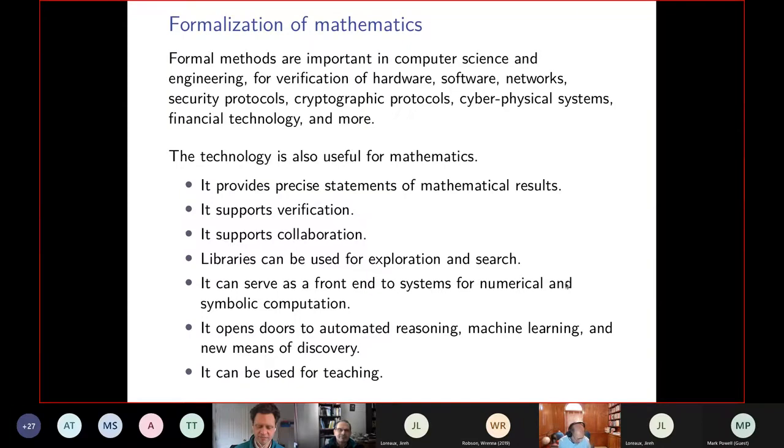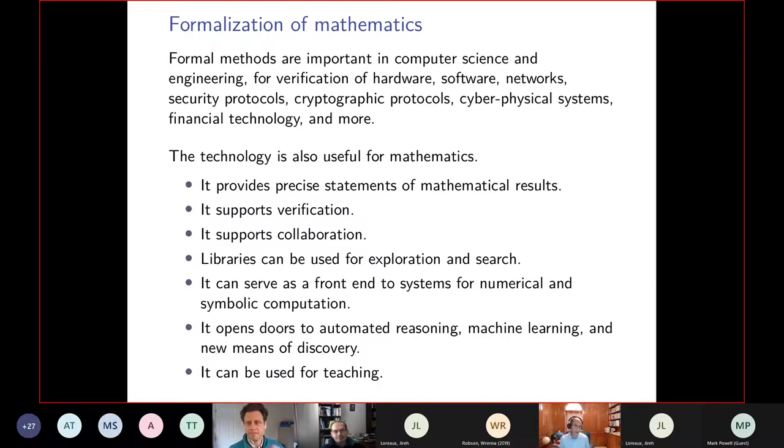Yeah, so formal methods and proof assistants like this are playing an important role in computer science and engineering for verification purposes. So verifying hardware, software, cyber physical systems, financial technology. So there's an industry where these things are used. And what's most notable in recent years is that the technology is now increasingly being used for mathematics as well. And it does a lot of things.